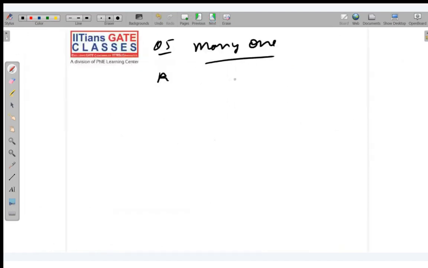Okay, so how many many-one functions? Very simple: total minus one-one. Total is m power n minus mPn.